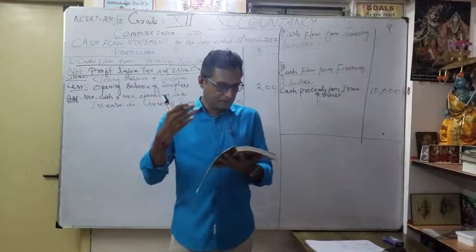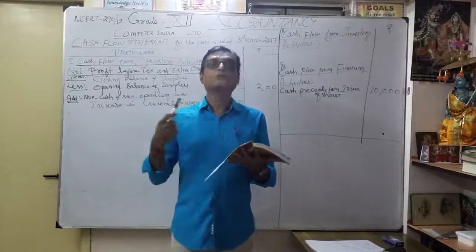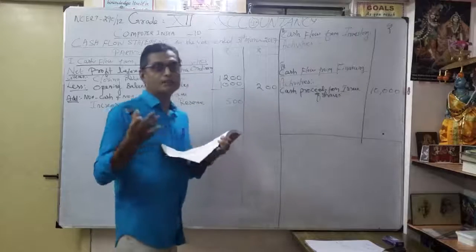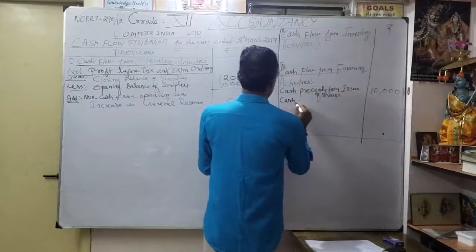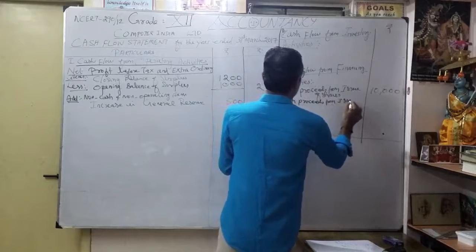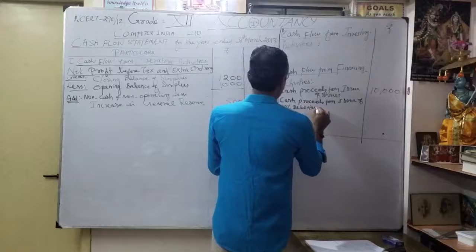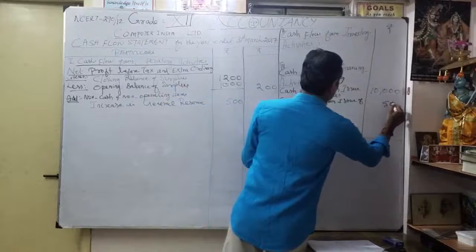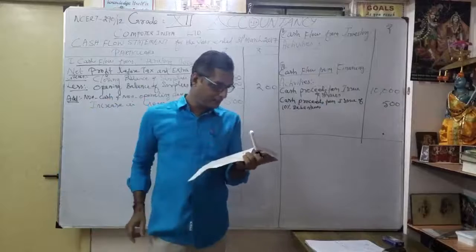Then move to the non-current liabilities. Under that they have given 10% debentures. That means 2016 6,000 now becomes 6,500. So you know very well you got cash through issue of debentures. You can do it here. Cash proceeds from issue of 10% debentures. How much increased? 500 increased. Put it here, 500. You understood now?